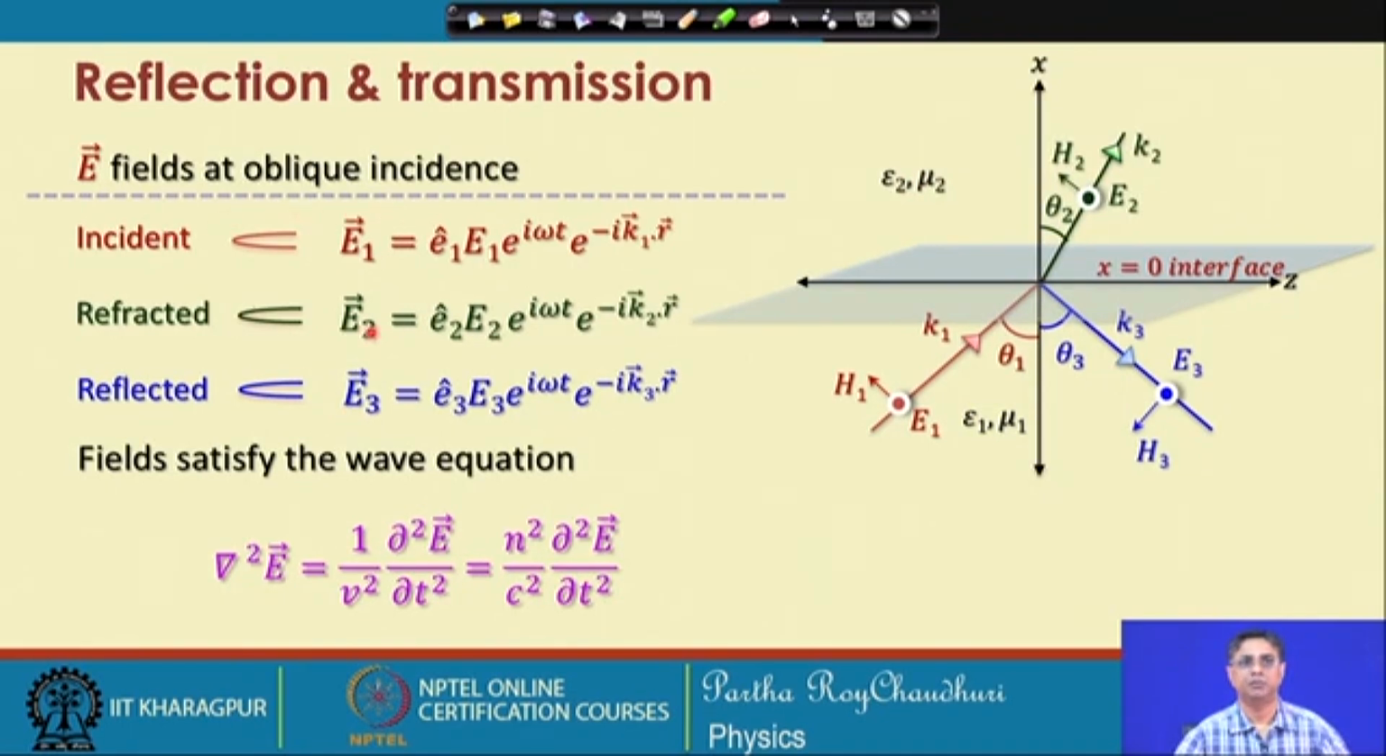Now, E fields at oblique incidence, we have these electric fields and each of them and also the magnetic field components will satisfy the wave equation. This we have seen earlier.